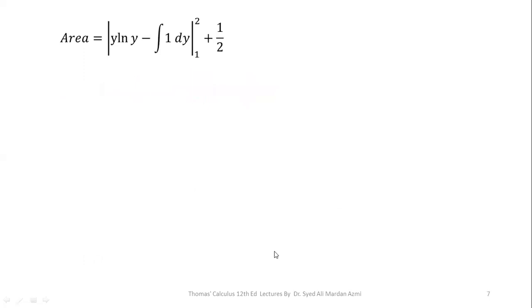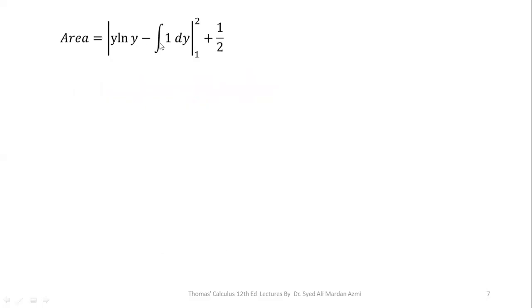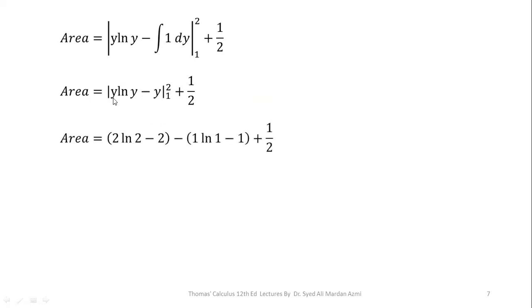So, minus 1 plus 3 by 2 is 1 by 2. And we will perform the integration. After simplification, we have 1 dy in the first term. So we are left with y natural log of y minus y, limit from 1 to 2, plus 1 by 2. In the next step, we will apply fundamental theorem of calculus, upper limit minus lower limit. So we have replaced y with 2 minus y with 1. So after simplification, we have our answer 2 natural log of 2 minus 1 over 2.